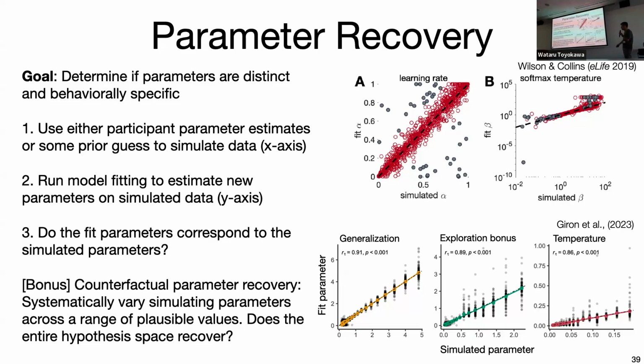You might also want to go a bit further and do something I've called counterfactual parameter recovery, where you systematically vary the simulating parameters across a range of values to see the entire hypothesis-based recovery. So rather than only using your parameter estimates from participants, you might also inject some more noise into the parameters that you're estimating and then see if they still recover. That provides a bit of a higher standard for robustness.